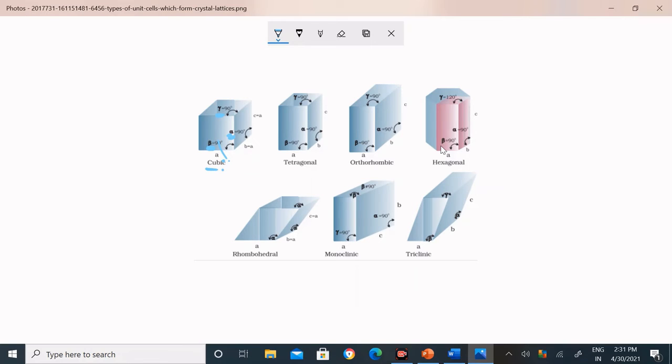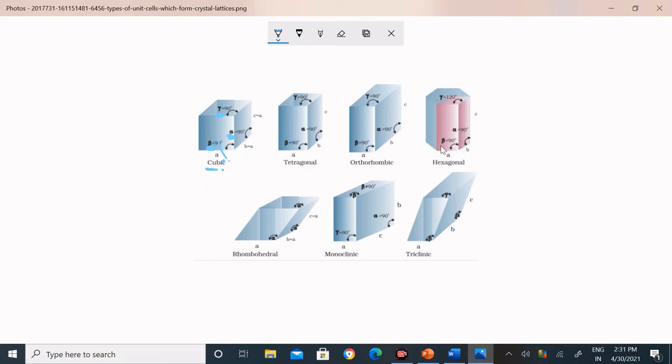Similarly, there is rhombohedral. You can see all angles, alpha, beta, gamma, are more than 90 degrees. That means none of them are equal to 90 degrees. The arms are equal, but the angles are not equal to 90 degrees. That's why it is termed rhombohedral.